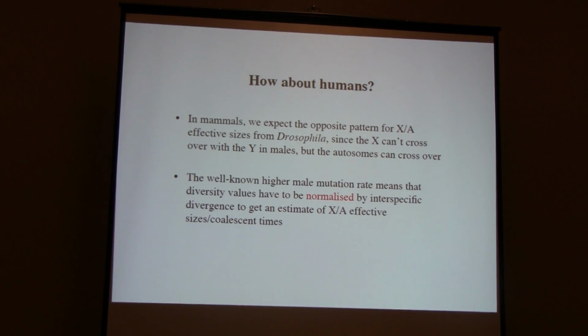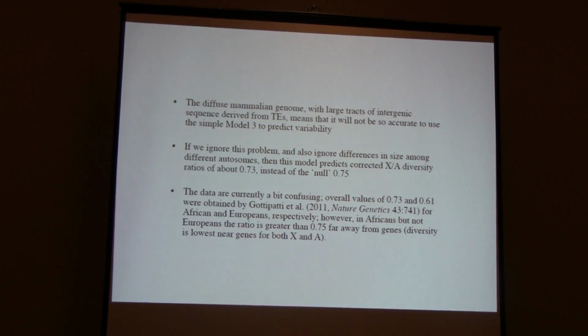What about humans? Nobody really cares about flies, I have to admit. We actually expect the opposite pattern, because the X can't cross over with the Y in males, but the autosomes can cross over. There's a problem with mammals. There's this well-known higher mutation rate in the male germline, so we really have to normalize diversity values by interspecific divergence to get an estimate of X over A effective sizes or coalescent times, because of course the X has a different mutation rate than the autosomes because of this male mutation rate effect. But that's easy to take care of.